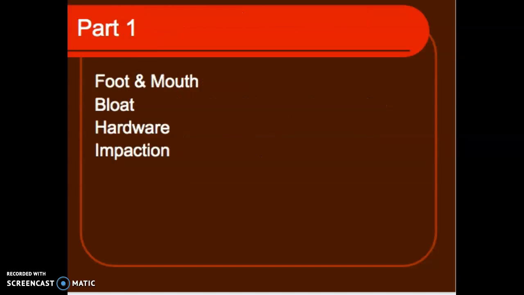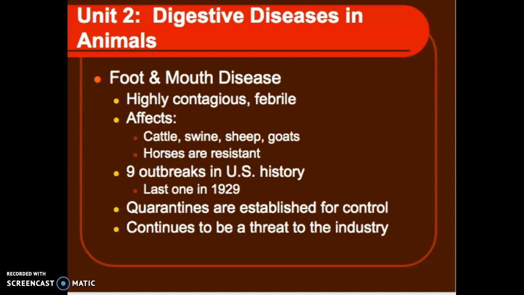And in part one here, we're going to talk about foot and mouth disease in primarily ruminants, bloat in ruminants, hardware disease in ruminants, and then get to impaction, which covers several different species. So let's jump into the content here.